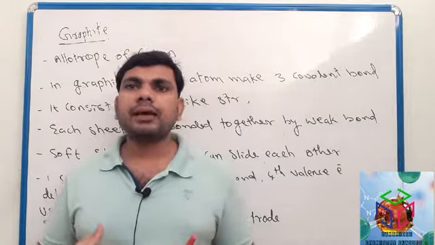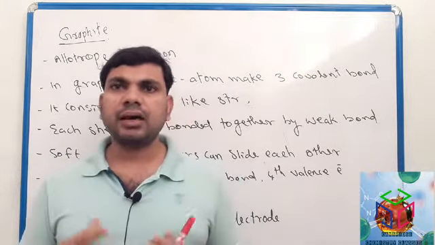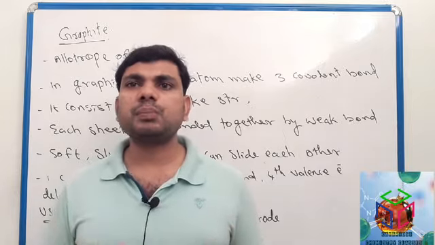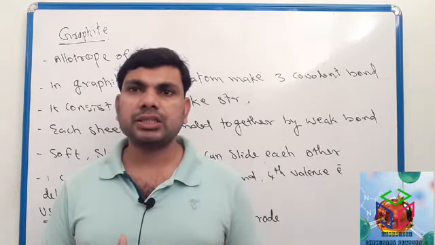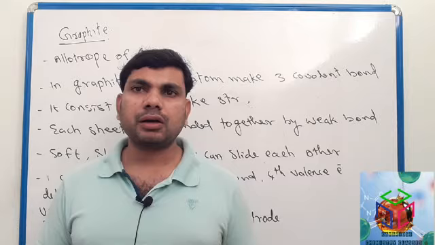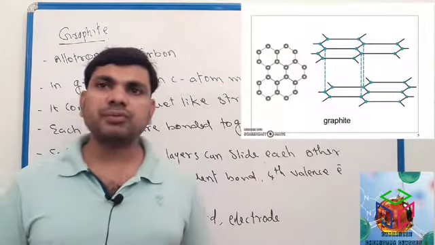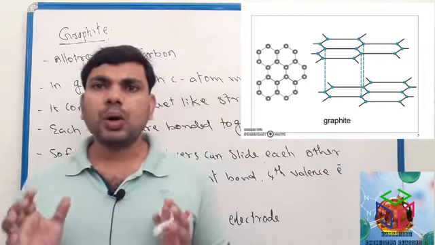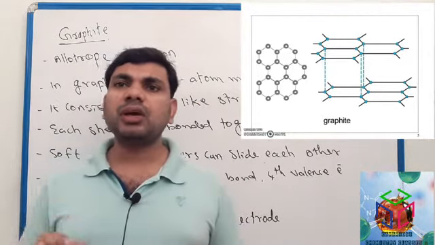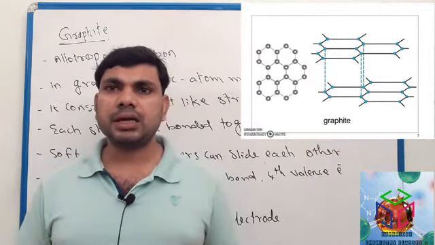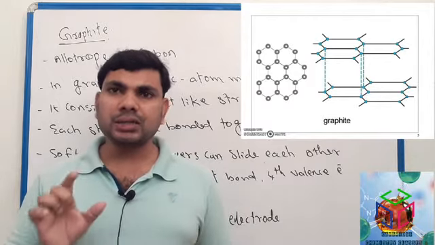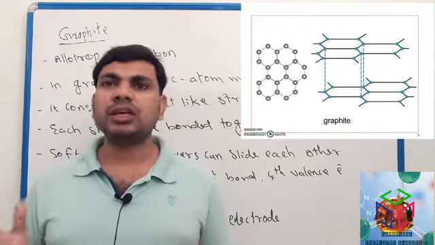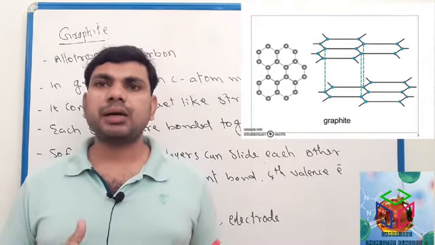Okay, next we have to discuss graphite. Already we discussed that graphite and diamond are allotropes of carbon. See here, this is the structure of graphite. In graphite, each carbon atom makes three strong covalent bonds with adjacent carbon atoms.